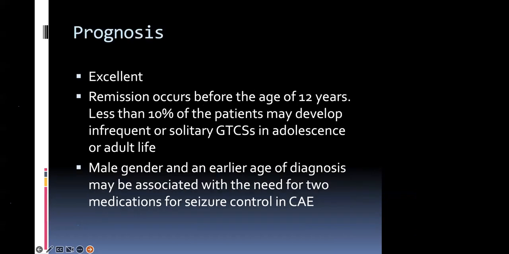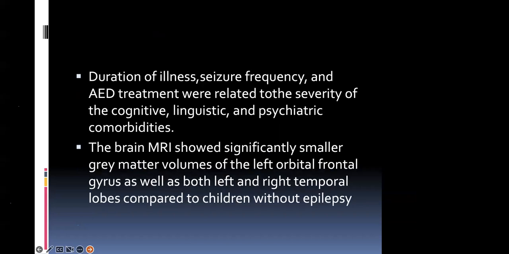Duration of the illness, seizure frequency, and AED treatment were related to the severity of the cognitive, linguistic, and psychiatric comorbidities. The brain MRI showed significantly smaller gray matter volumes of the left orbitofrontal gyrus as well as left and right temporal lobes compared to the children without epilepsy.